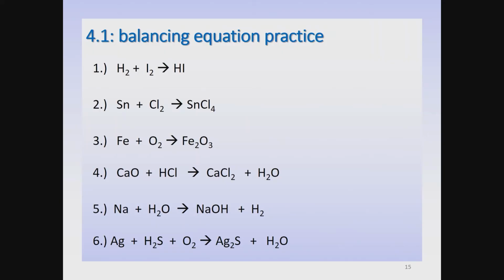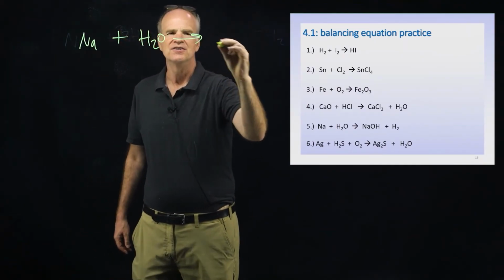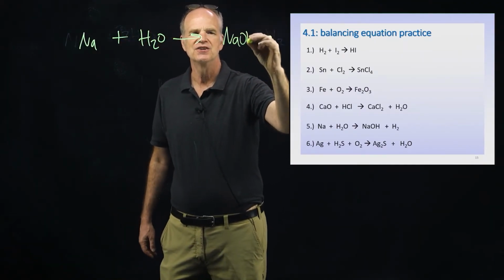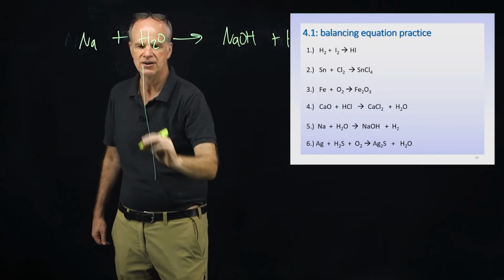Okay, the next equation is Na, which is sodium, plus water, gives you NaOH plus hydrogen gas. Okay, so let's quickly make our chart here.